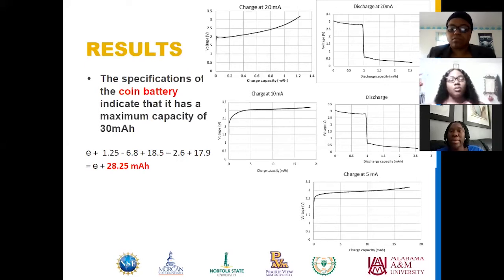Then we charge at 1.25 milliamp hours, discharge at 6.8 milliamp hours, charge again at 18.5 milliamp hours, discharge again at 2.6 milliamp hours, and charge again at 17.9 milliamp hours. Total should be 30 milliamp hours, but since we don't know the value of E, we assume that when it's added to 28.25 milliamp hours, it amounts to 30 milliamp hours.